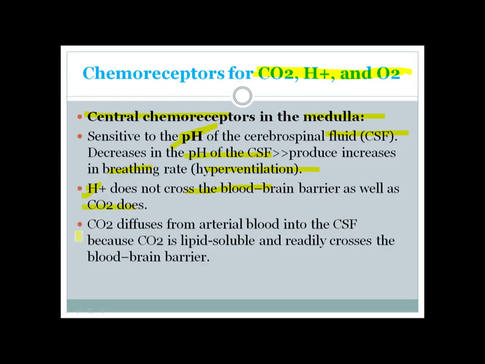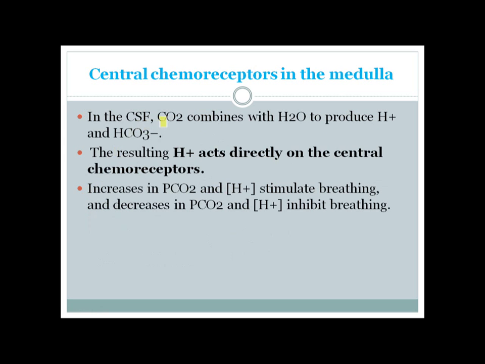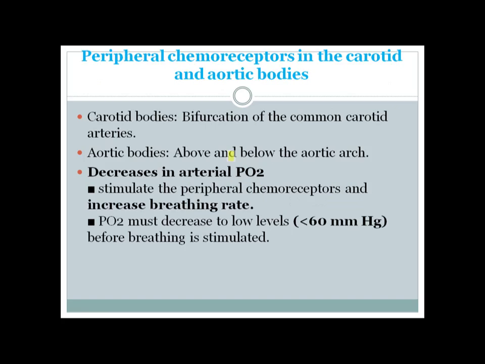So whenever carbon dioxide is increased or hypercapnia occurs in your blood, it diffuses from the arterial blood to CSF because it has a high lipid solubility. In the CSF, the carbon dioxide combines with water to produce hydrogen ion. This hydrogen ion reduces the pH, which acts directly on the central chemoreceptors. So increases in partial pressure of carbon dioxide, resulting in increase in hydrogen ion concentration in the central chemoreceptor, stimulate breathing, and vice versa.